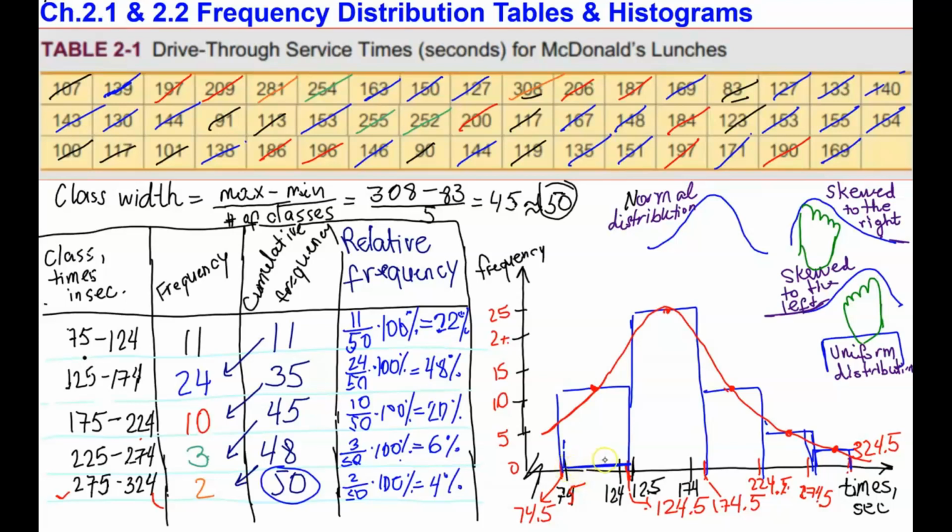So for the first class, we will have 22%. For the second class, 48%, 20%, 6%, and 4%. From the shape of the distribution, we can tell where the most data are located and where our mean is located. We know that the mean waiting time of the drive-through service times for McDonald's lunches would be in the interval between 125 and 174 seconds because most of the data values are located here. On the right, there will probably be some outliers, which in the next chapter we will look at more closely, building a box plot that will tell us where and what the outliers are.